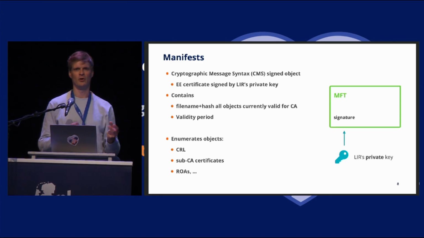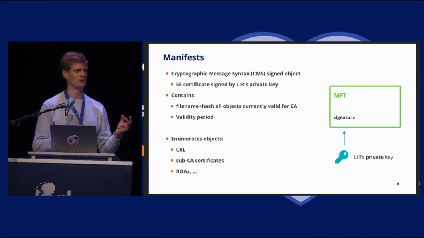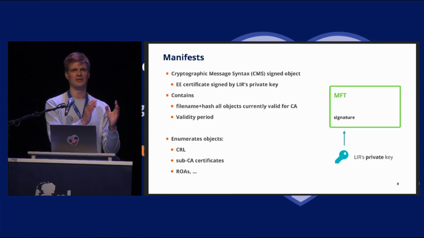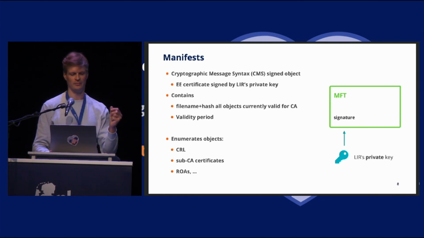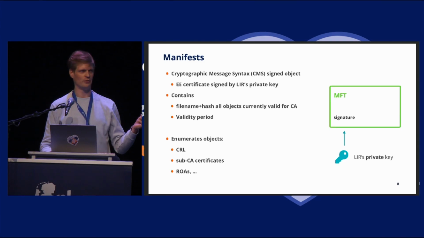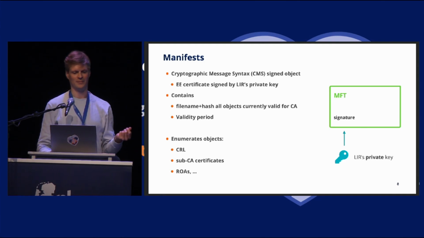And this is an example of a cryptographic message syntax signed object, which is a binary blob with, in addition, another X509 certificate that contains the validity period and the resources that apply to that object, and that's signed by the CA certificate above. And there's more stuff, you've heard about it. I think this intro has been taught here many, many times.